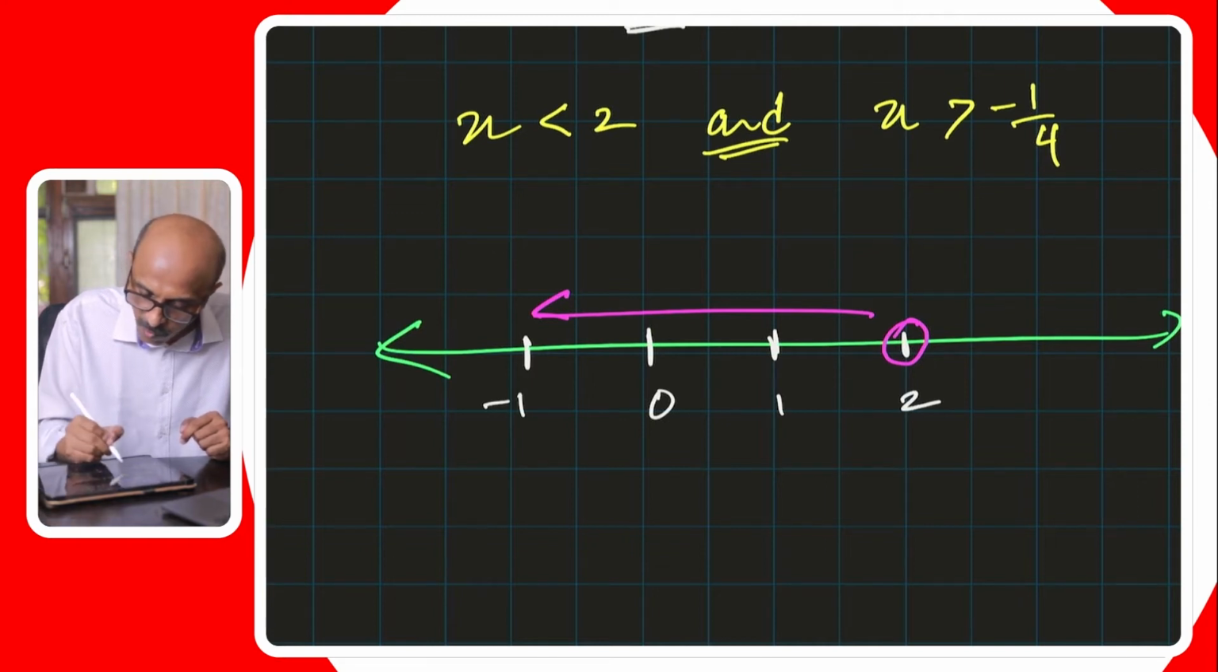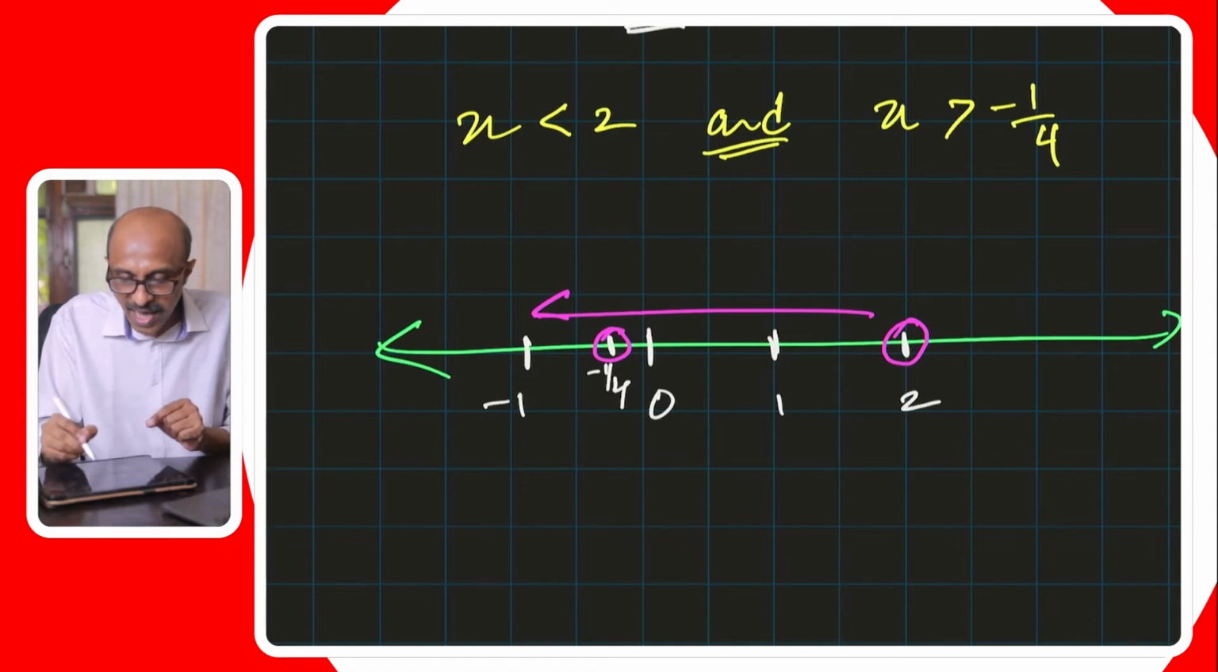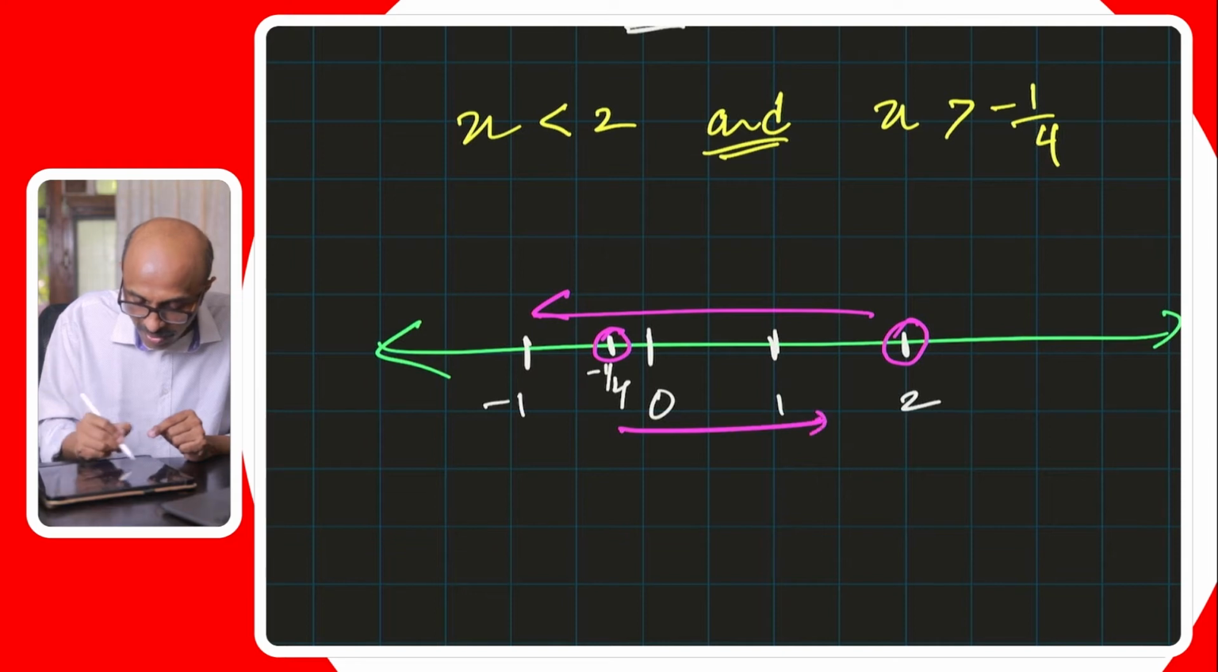First, I need to identify where's 1/4, okay? This is just approximately, guys, negative 1/4, just to give us the idea, okay? Again, it's strictly greater than negative 1/4. Okay, so I'm not shading that. And here we go on the right hand side.